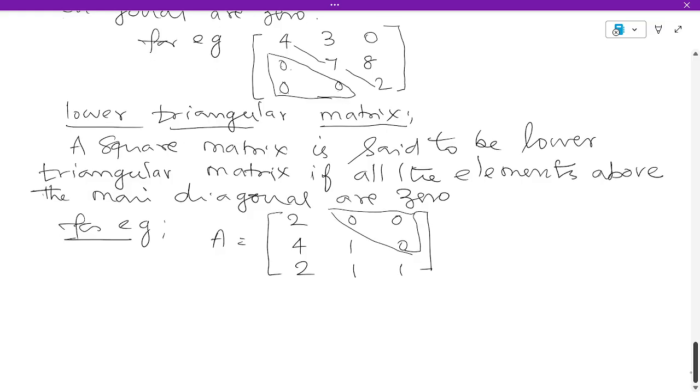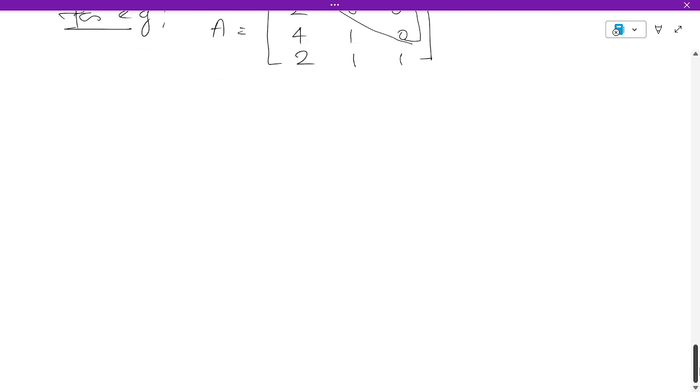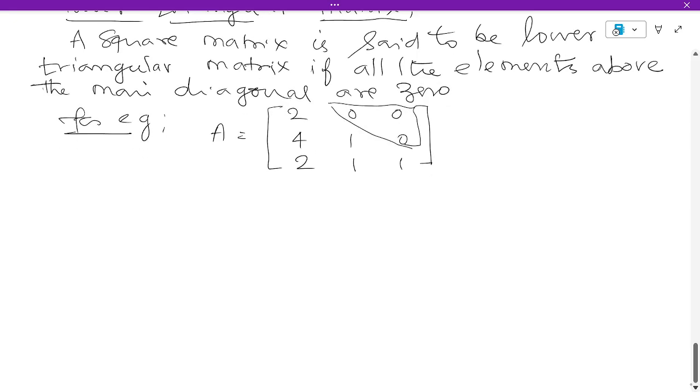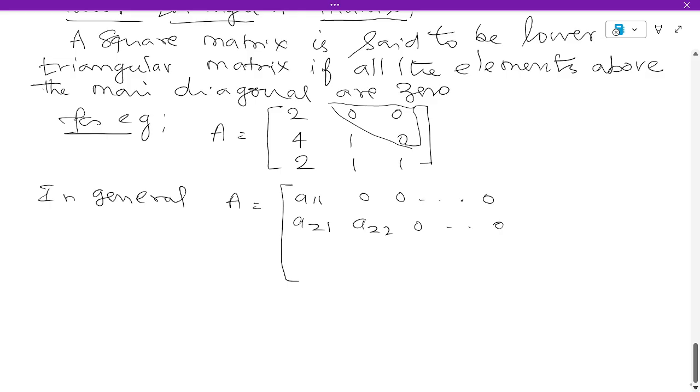So in general, how can we write the upper triangular matrix and lower triangular matrix? In general, we can write the lower triangular matrix A equal to A11 0 0 etc 0, A21 A22 0 etc 0 and then etc, AN1 AN2 etc ANN. So above the diagonal all the elements are 0, then it is said to be a lower triangular matrix.